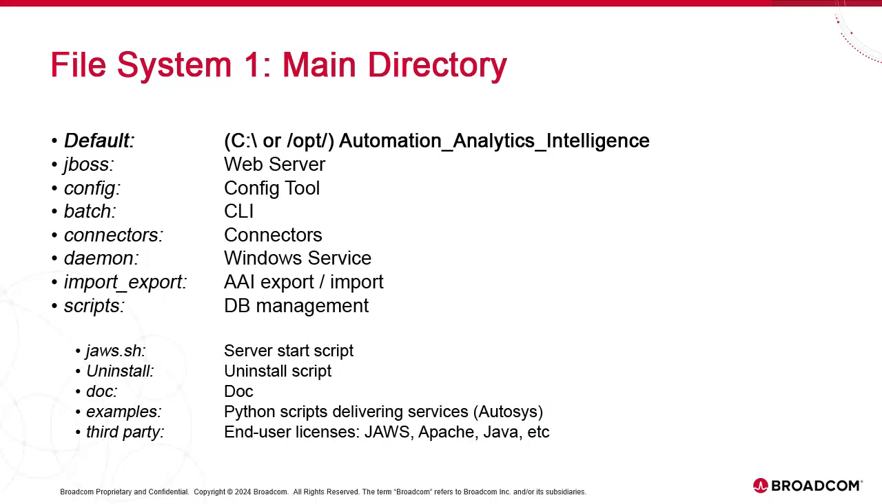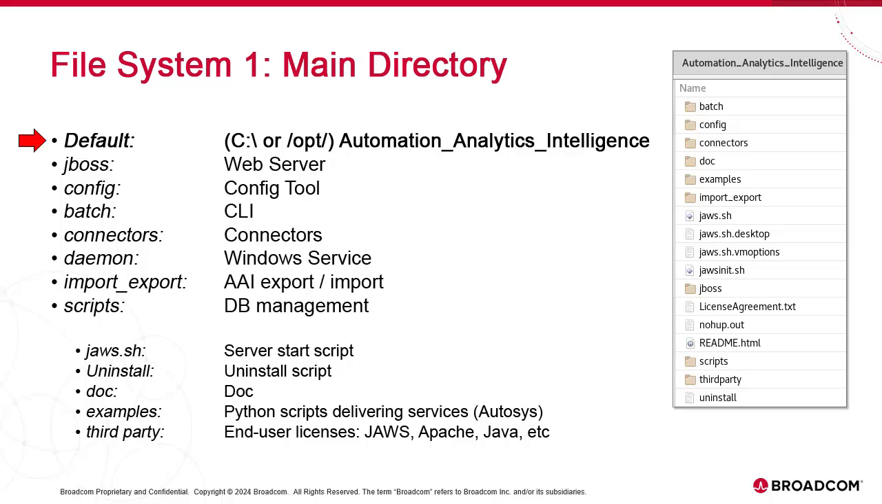Let's start with AAI and its file system. This includes the config tool. When you install with the default settings, the Automation Analytics Intelligence directory is created either under the C drive or in /opt. We start with the JBoss directory. This is the web server file system, which contains all the executables, libraries, and configuration files, as well as the AAI web apps WAR and EAR files that get deployed at installation. We'll come back to this.